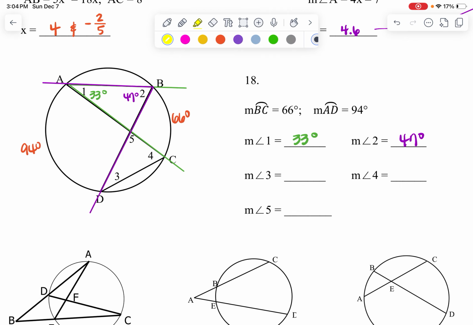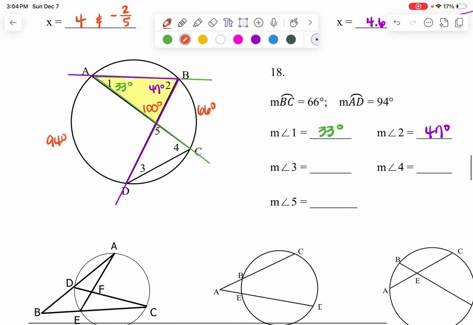Then, of course, I can't help but notice that this is a triangle, right? Which means all of its interior angles must add up to 180 degrees, right? Which means this is going to give me exactly 100 degrees because angles 1 and 2 add up to 80 degrees. Which, of course, if that's 100 degrees, then I know angle 5 is 100 degrees because they're vertical angles.